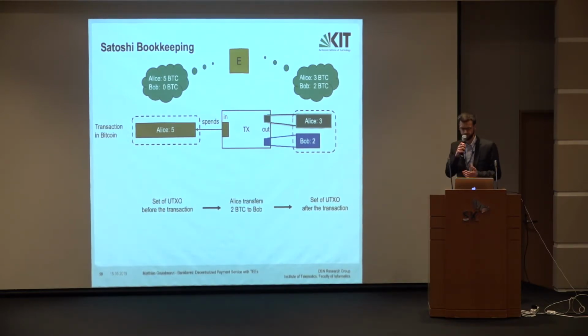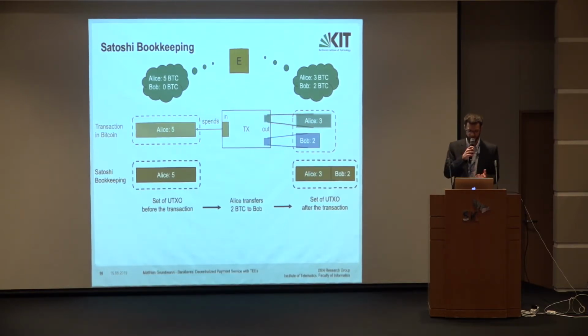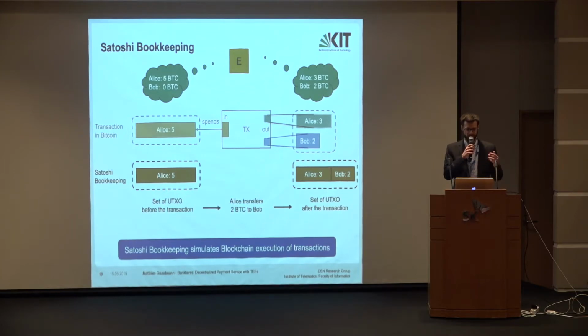And in our mechanism, in the Satoshi bookkeeping, we mimic this blockchain behavior by saying that we keep the same UTXO, but the enclave stores that one part, like the first part, is owned by Alice using 3 Bitcoins, and the second part is owned by Bob over 2 Bitcoins. So this mimics the creation of 2 new UTXOs by using the same UTXO and just storing which part is owned by whom.